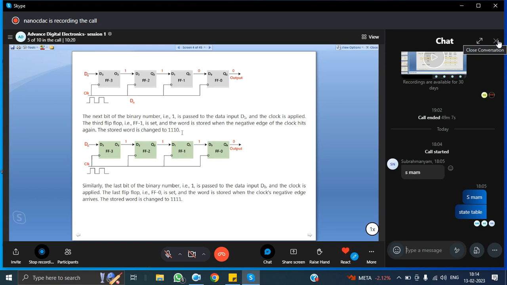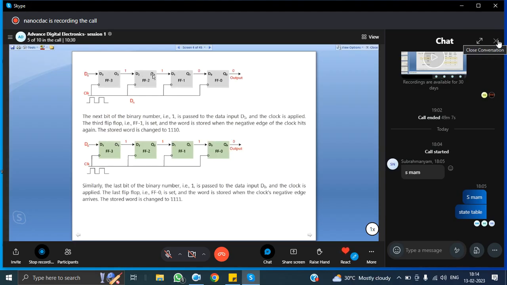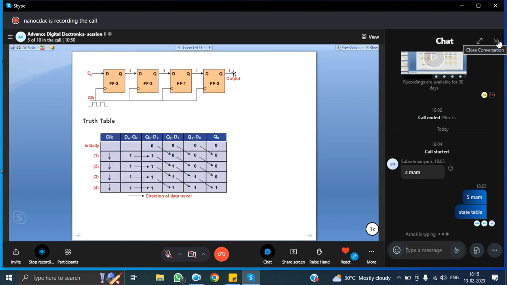Now see here, in the first clock cycle only flip flop 3 is set. In the second cycle, flip flop 3 and flip flop 2 are set. Again in the third cycle, the bits are shifted in the next clock pulse, and now three flip flops are set. Similarly, if you give one more bit, all four flip flops are set, and your output will be equal to 1 1 1 and 1.